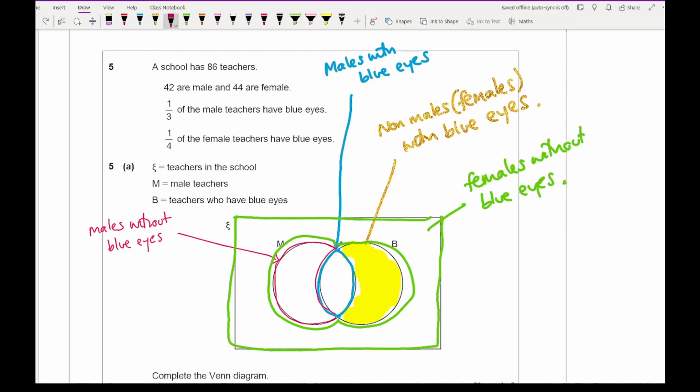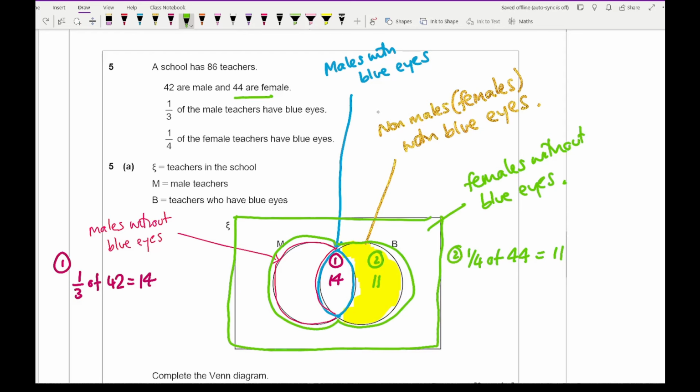Now we know that the males needs to add up to 42. So here, a third of 42 is 42 divided by 3, which gives me an answer of 14. So that means that 14 is going to be in the middle. So let me just write number 1 there. Then working with number 2. So here we've got a quarter of the female teachers. So a quarter of 44, which is 11. So that means that this section here is going to be 11. Let's just write number 2.